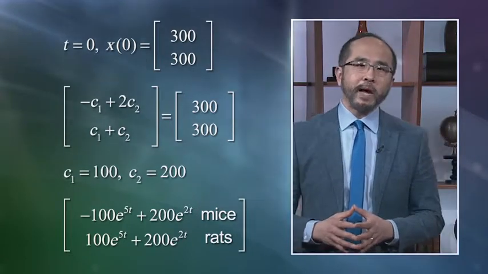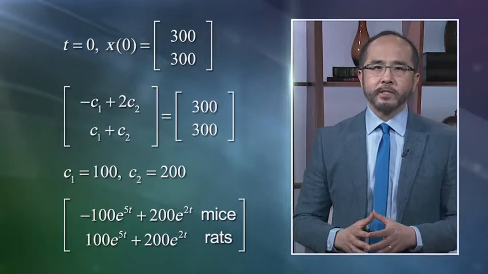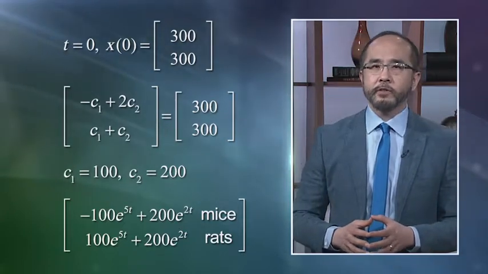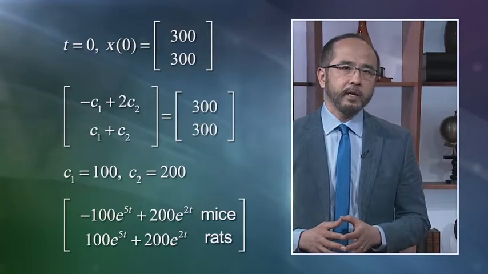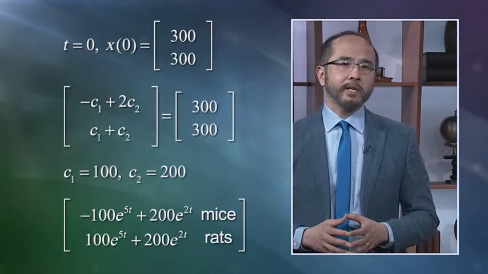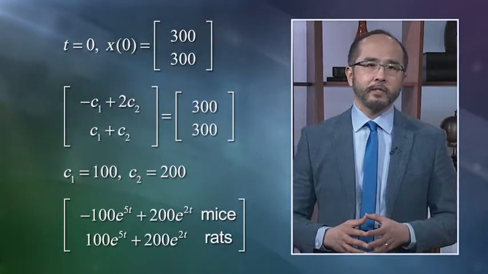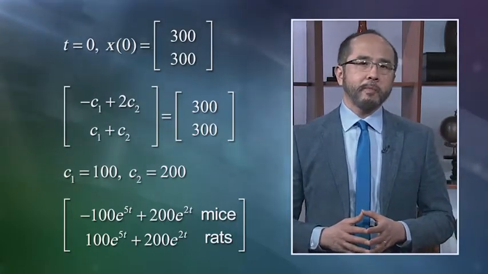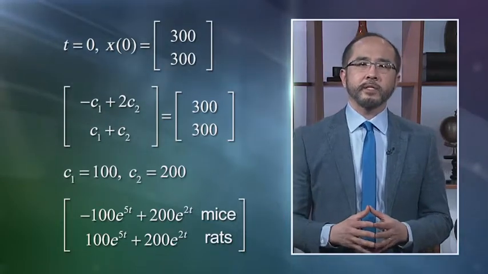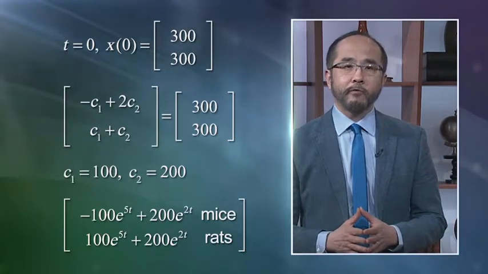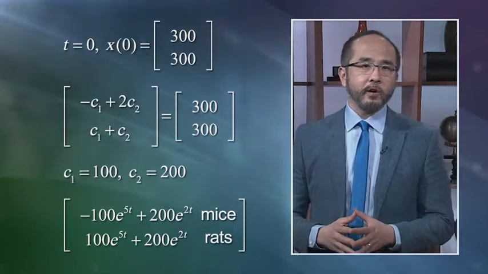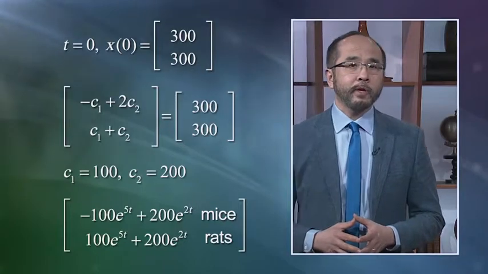Then the mice population is minus 100 e to the 5t plus 200 e to the 2t. And you see that the negative first term will eventually outweigh any positive contribution from the second term. So the mice will eventually go negative, in other words, go extinct. We can see this qualitatively from just the form of the solution. The rat expression, on the other hand, is always positive and will grow indefinitely.